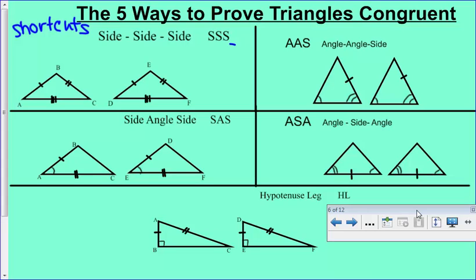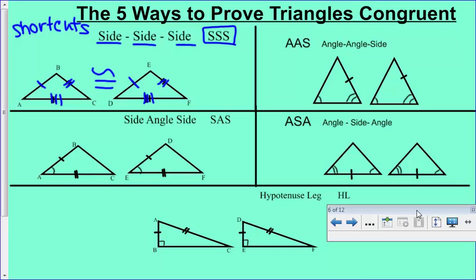The first one is SSS, which stands for side, side, side. If you notice on these two triangles, all 3 sides are marked congruent to each other. I don't know anything about the angles, but as long as I have 3 sides marked congruent, then we know that these two triangles are congruent.